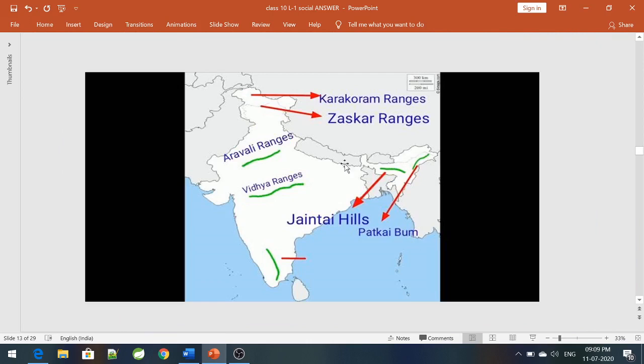See, these are the ranges. Karakoram ranges, Zaskar ranges, Aravali ranges. You should know where each range is located. So these are Vindhya ranges, Jaintia hills here. This one, all this green colored mark. Okay, and Patkai Bum here. In this way, you can have a clear picture in your mind.